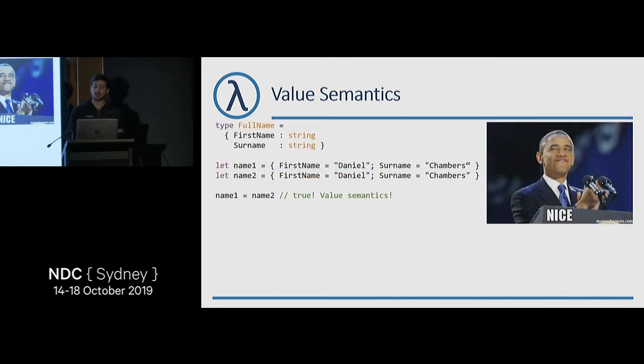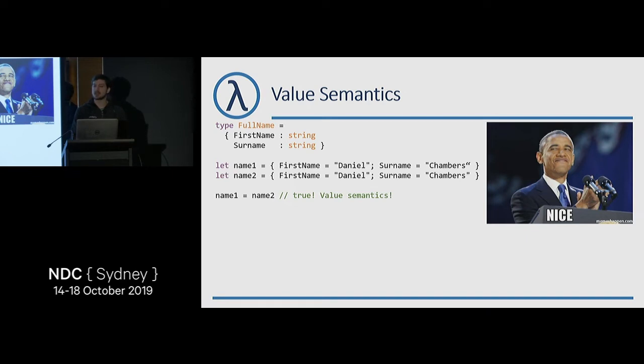In F#, you get value semantics for free on both your record and union types. So if we define a full name record type and create two instances with the same values, we can compare them for equality for free. And the compiler will generate the necessary comparison code for us and keep it up to date as we add and remove properties.